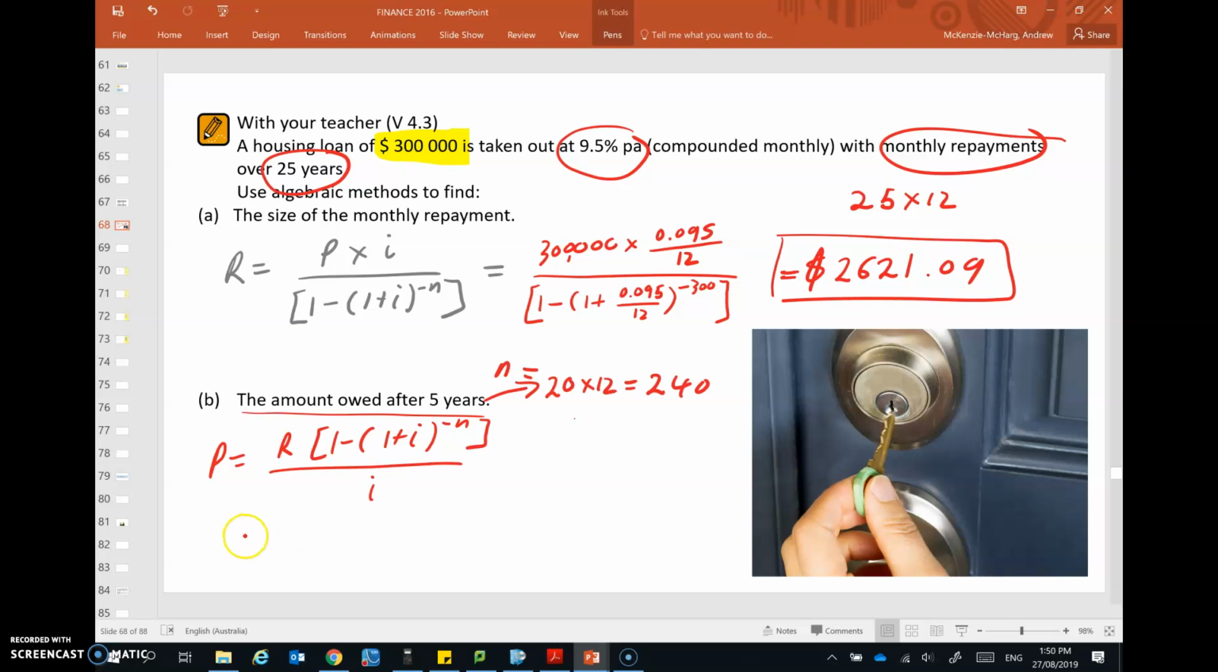So in this case, we're going to have our payment, 2621.09, and all the rest is the same with the interest rate, but to the negative 240, because that's how many periods are remaining. And if you put this into the calculator correctly, you should find that this is what's still owing at this point in time.